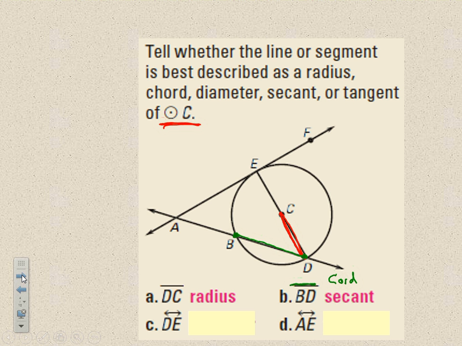Now if we talk about line DE, so we are going from here to here, we are going to be talking about the diameter. And last but not least, if we talk about line AE, from here to here, it only touches one point on our circle, so this is a tangent. All right, moving on to that next page of our notes.